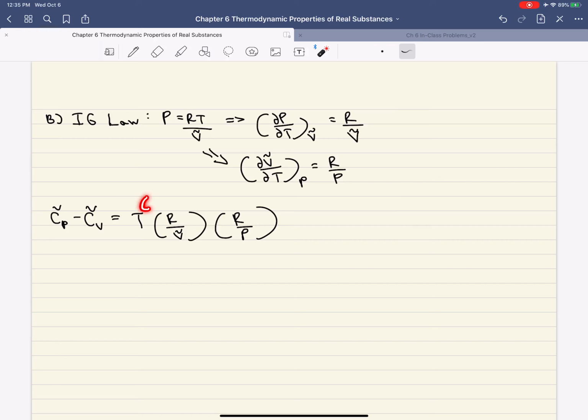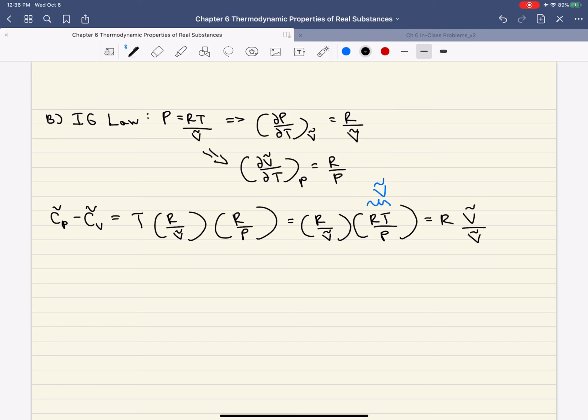Okay? All right, now the nice thing here, if we take a look at this first term, or if we take a look at T and multiply by R over P, so let me rewrite this so it's a little bit more clear. So we have R over V here, and then we could regroup the equation so that we have an RT over P here. From the ideal gas law, we know that V is just equal to RT over P. So what we have now is R times V over V. Those cancel, and we're left with R.